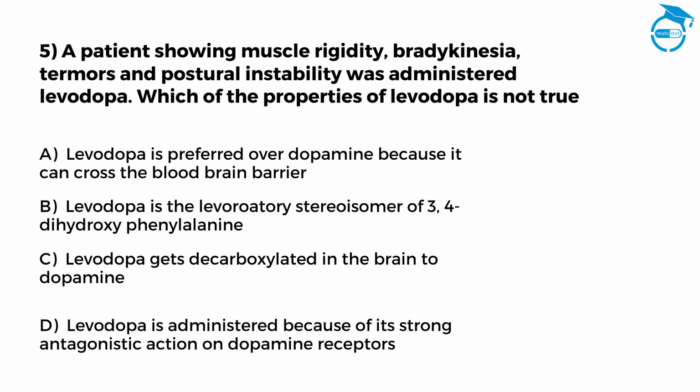A patient showing muscle rigidity, bradykinesia, tremors and postural instability was administered levodopa. Which of the properties of levodopa is not true? Option A, levodopa is preferred over dopamine because it can cross the blood-brain barrier. Option B, levodopa is the levorotatory stereoisomer of 3,4-dihydroxyphenylalanine. Option C, levodopa gets decarboxylated in the brain to dopamine. Option D, levodopa is administered because of its strong antagonistic action on dopamine receptors. Your time starts now.